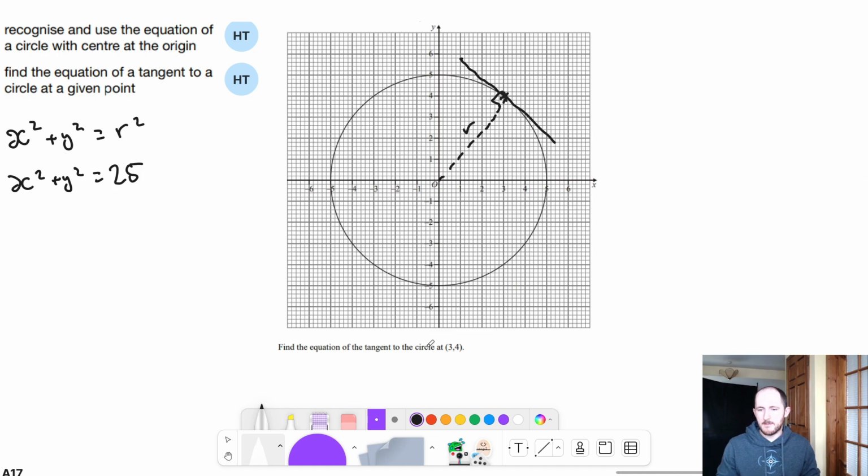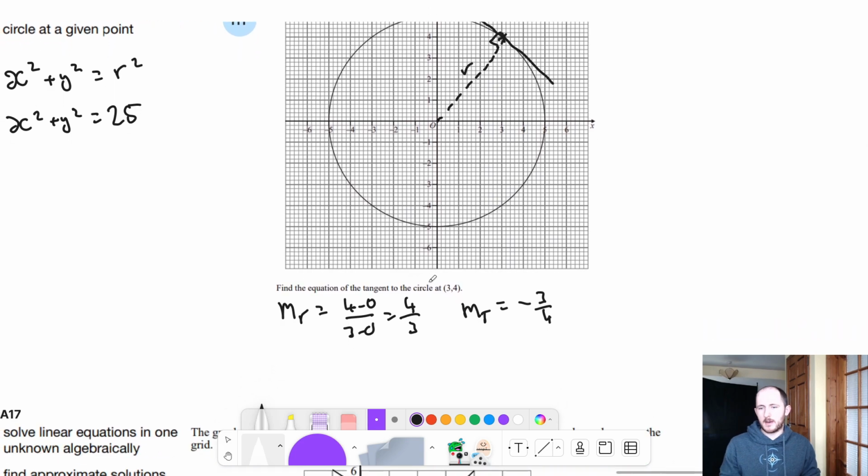So I'm going to write m_r for the radius. It ends up at (3, 4) and starts at 0, so it's the change in y, which is 4 minus 0, over 3 minus 0. So it equals 4/3, which means the gradient of the tangent is negative 3/4. So I flip it and make it negative. And that should make sense because the line is going downwards, right? Kind of makes sense.